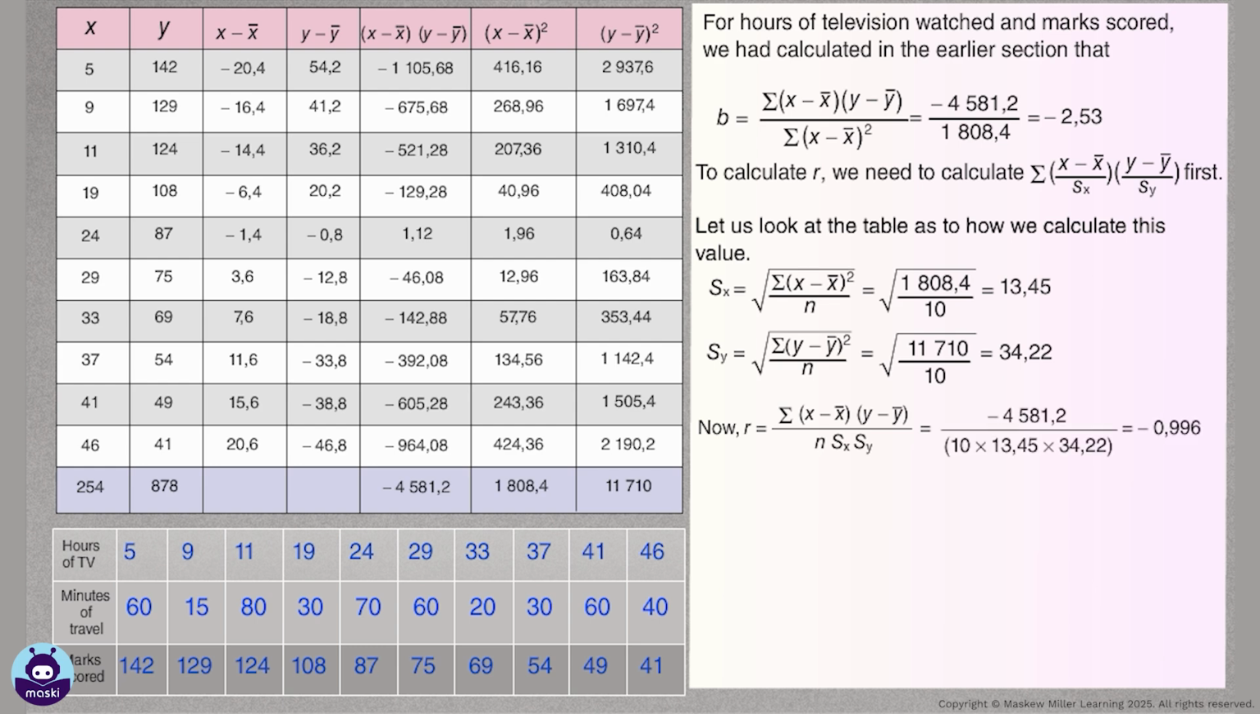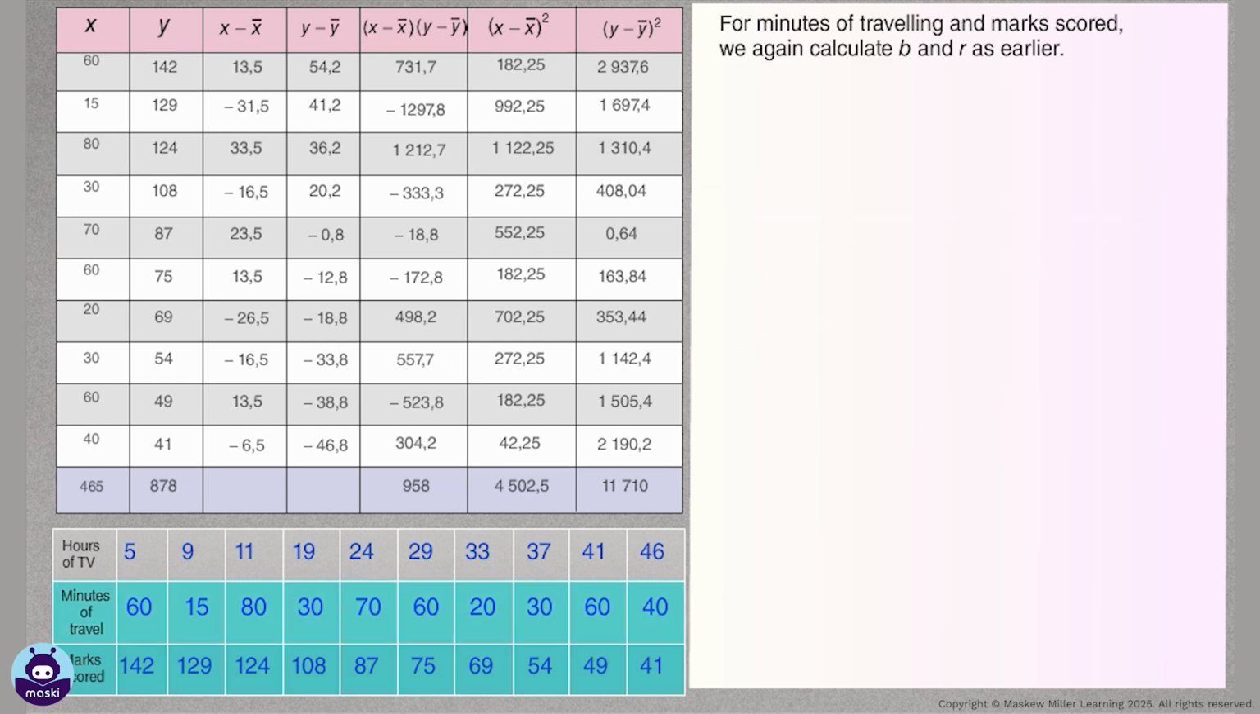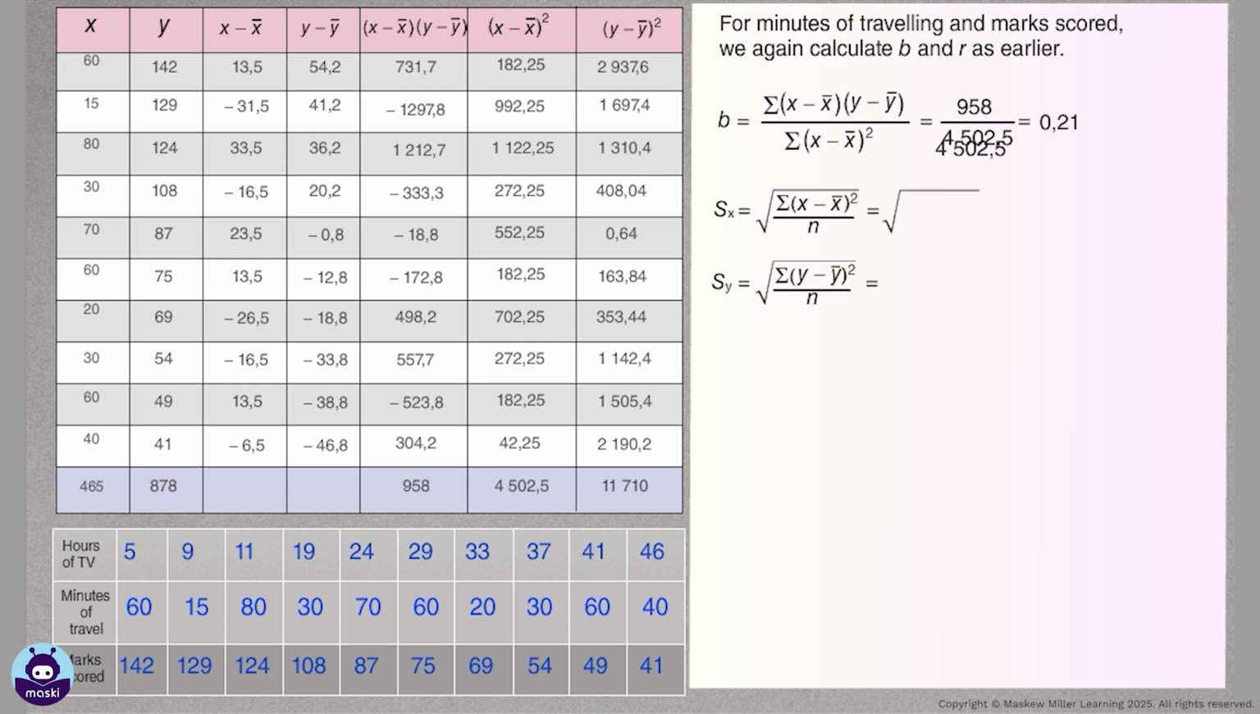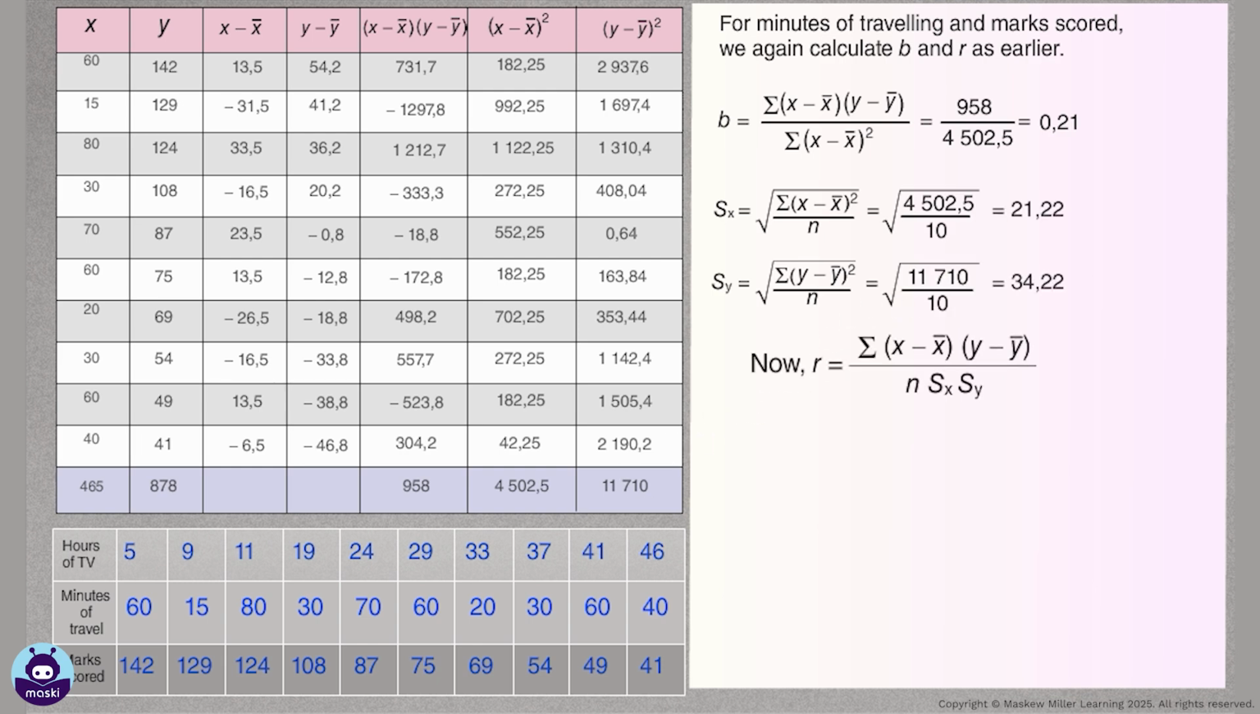is equal to -0,996. For minutes of traveling and marks scored, we again calculate b and R as earlier. b is equal to the summation of (x minus x bar) times (y minus y bar) over the summation of (x minus x bar) the whole squared, which is equal to 958 over 4,502,5, which is equal to 0,21. Now, R equals the summation of (x minus x bar) times (y minus y bar) all over n times Sx times Sy, which is equal to 0,13.